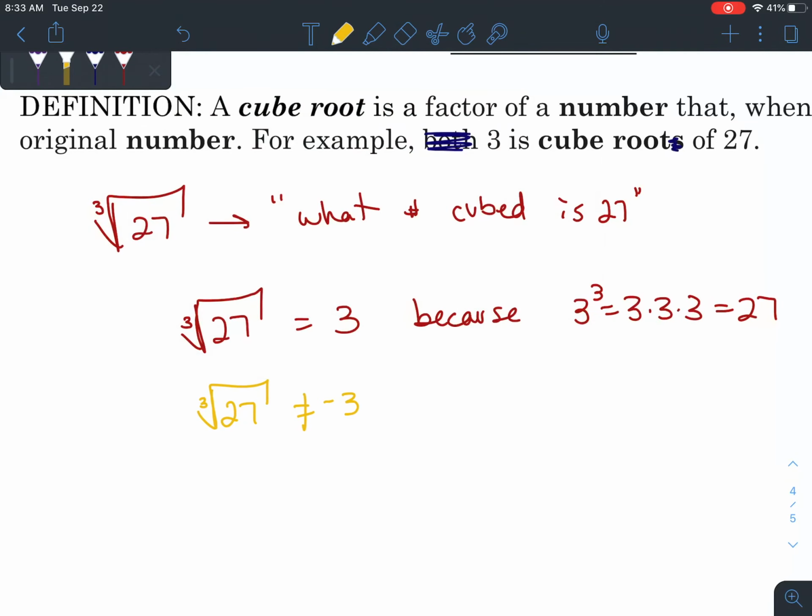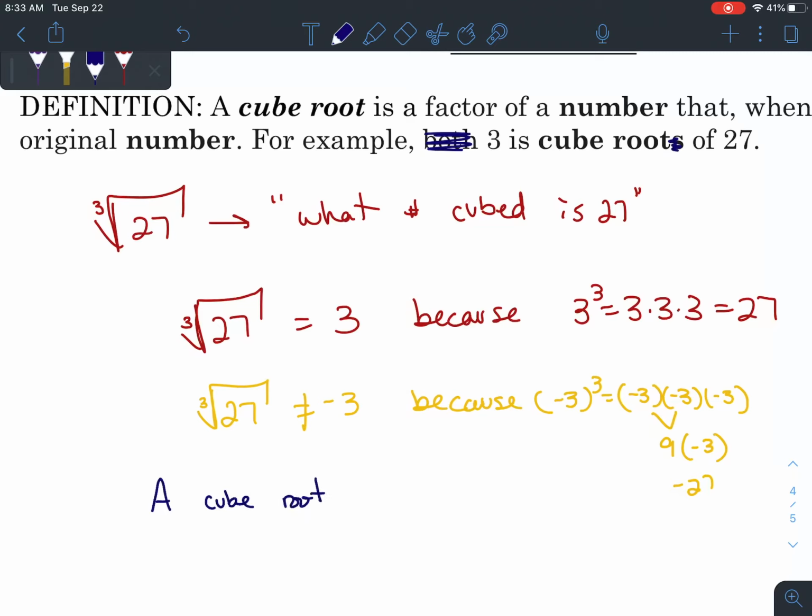So the cube root of 27 does not equal negative 3 because negative 3 cubed, which is negative 3 times negative 3 times negative 3, is not positive 27. If we look at this, this is positive 9, and that's negative. It ends up being negative 27. So we can't have a cube root that's a negative, okay? So a cube root cannot equal a negative number.